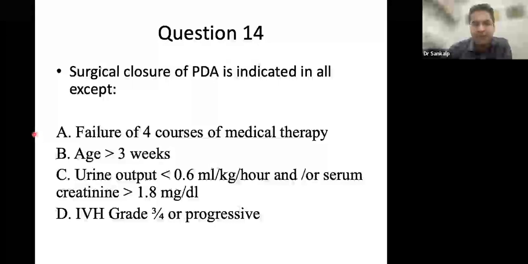Option A, failure of 4 courses of medical therapy. This is wrong because generally we give just 2 courses of medical therapy. And if that fails, then we immediately consider surgical closure in case of symptomatic PDAs, right? So option A is wrong. B, C, D, all three are indications for surgical closure of symptomatic PDA.